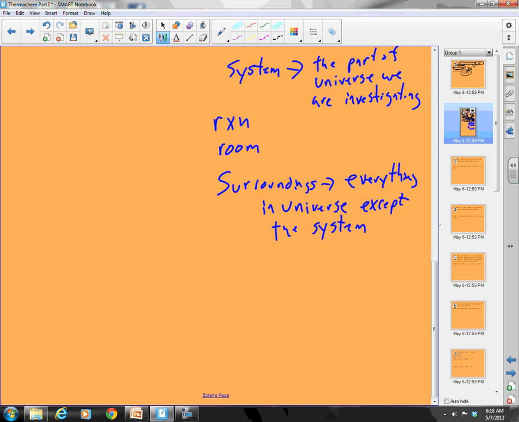And so we might as well put this here. We can do this algebraically or mathematically, right? The universe is composed of what? The system and the surroundings.